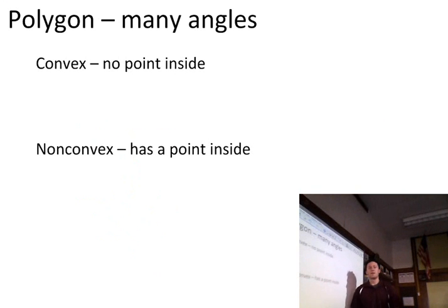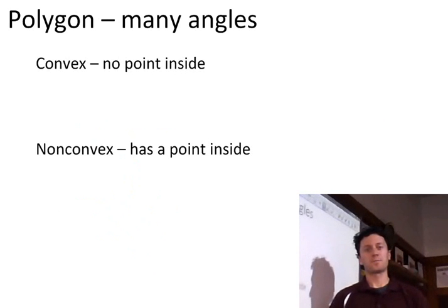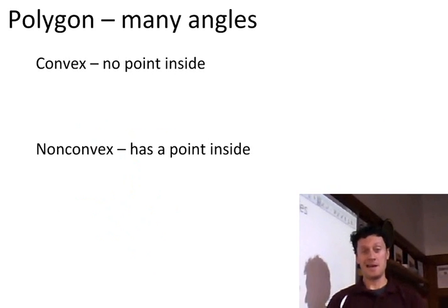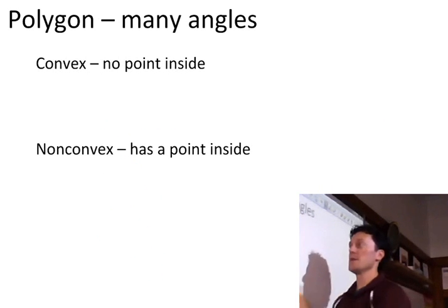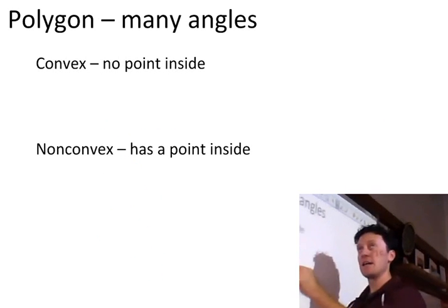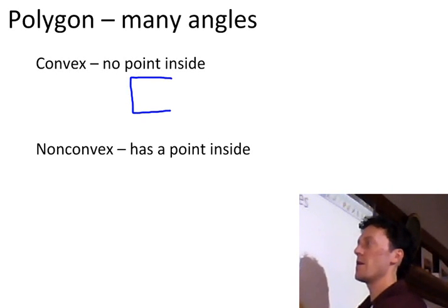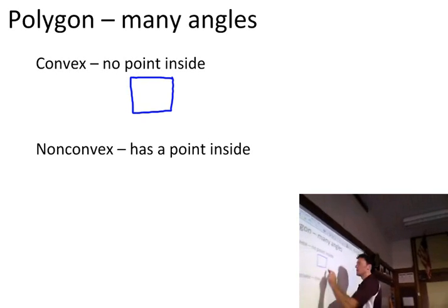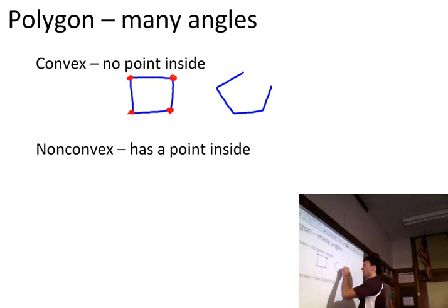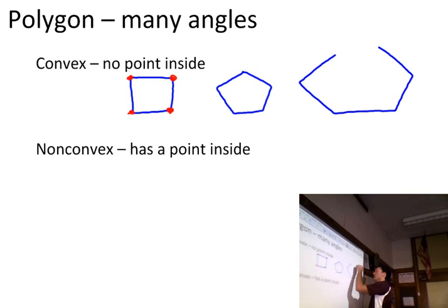First off, there's 2 different flavors of polygons. There's the convex, and then there's the non-convex. Convex means there's no point inside the polygon. So for example, a square, all of the points, this point, this point, this point, this point, or let's think about any old shape, it could just be something like that. But all of these points are on the outside of the polygon.